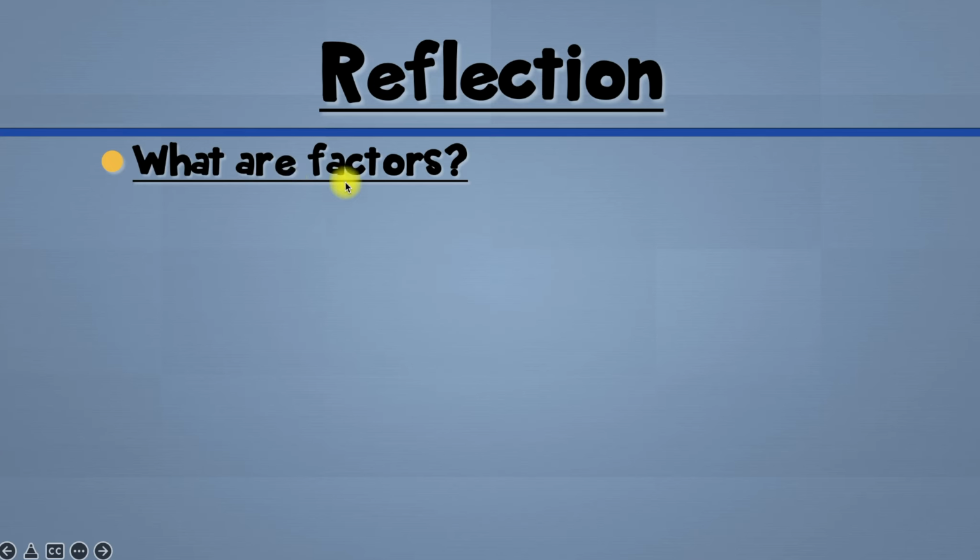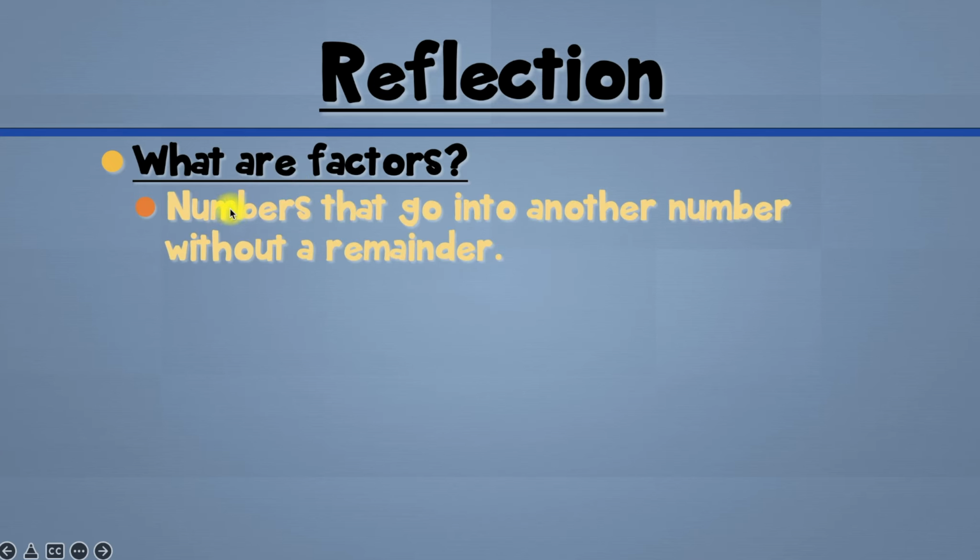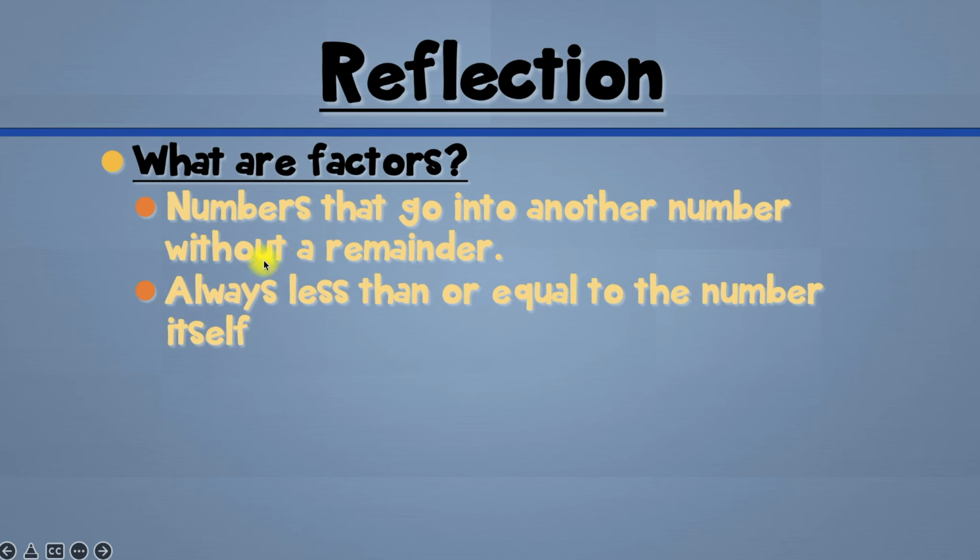So what are factors? Well, factors are numbers that go into another number without a remainder. That means they go in evenly. And these factors are always less than or equal to the number itself. For example, when we had the number 10, all of our factors were less than 10. Or when we had the number 45, all of those numbers were less than 45. Factors can never be bigger than the number that you're talking about.